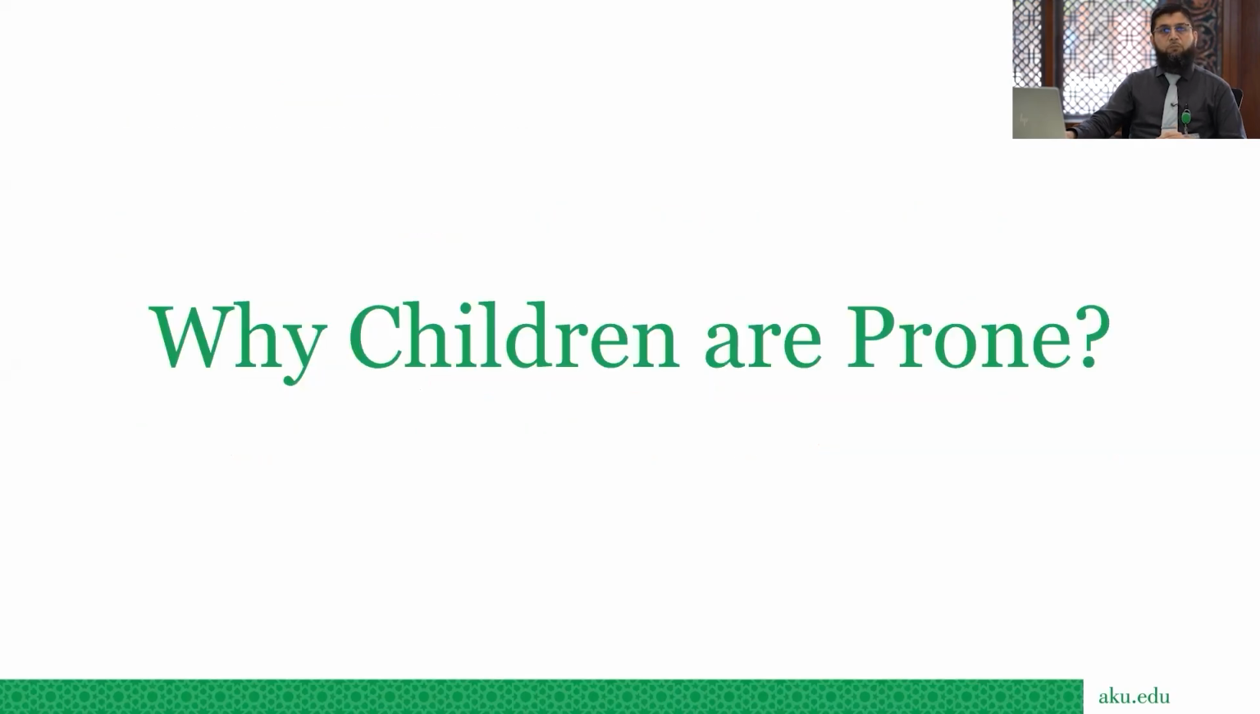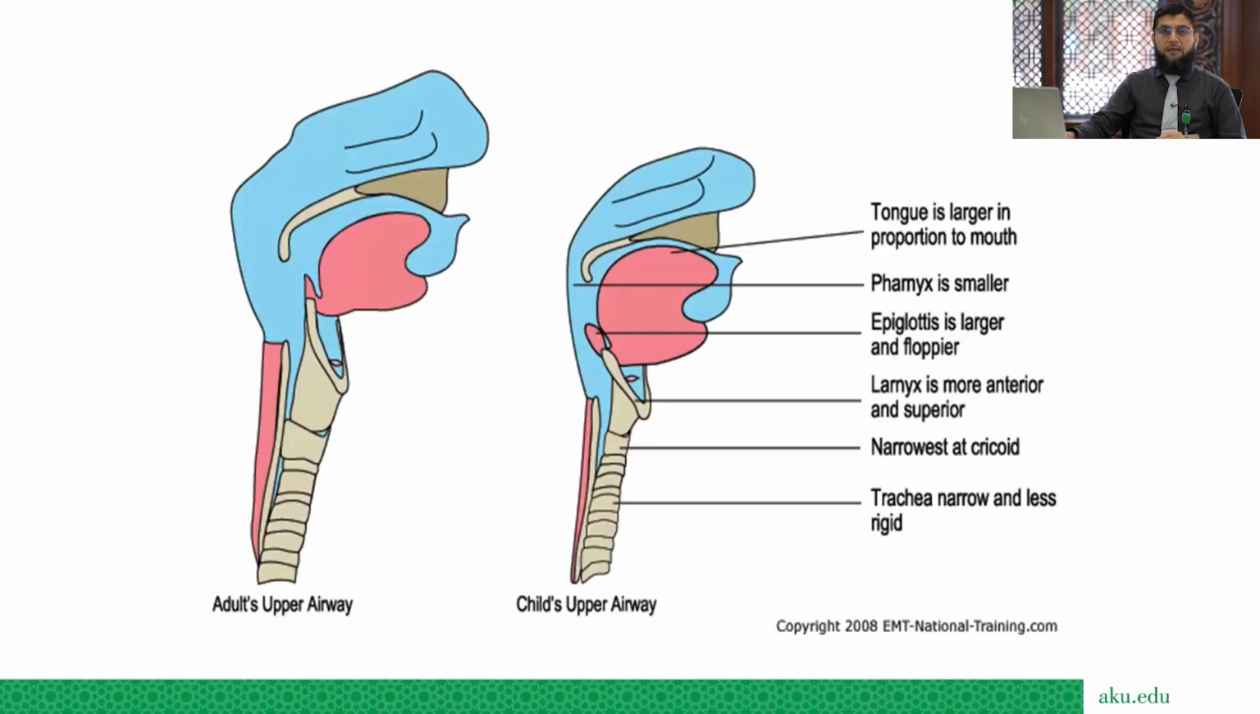Why are children prone to develop respiratory failure? It is because they have a larger tongue and a smaller oral cavity. The pharynx is smaller, the epiglottis is larger, and then the larynx is more superior and anterior, and it is most narrowed at the cricoid cartilage, and the trachea is narrow, and it is less rigid.